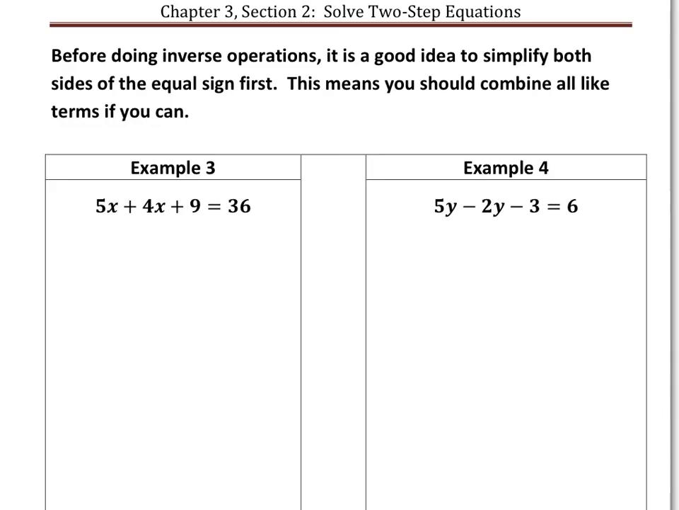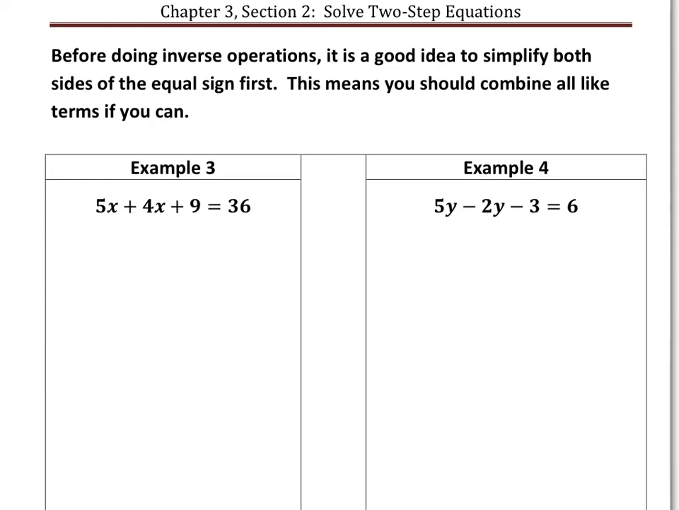Okay, one more thing to talk about before we end this video. It's a good idea to simplify both sides of the equal sign separately before you start to do any kind of inverse operation. So what do we mean by simplify? We mean combine all like terms. Remember, like terms are those that have the same variable with the same exponent. And all constants, those are pure numbers. Pure numbers are always like terms to each other.